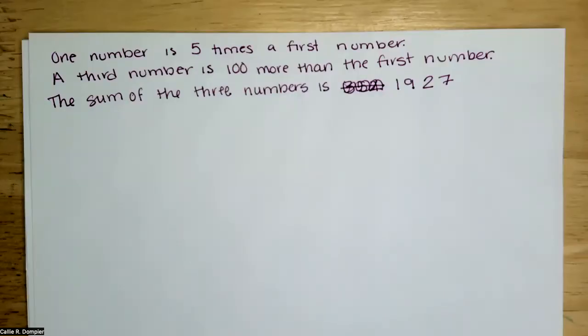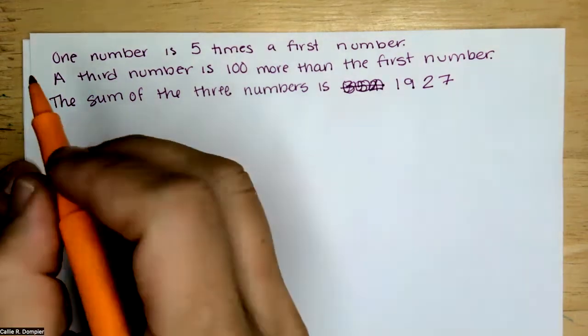Okay, I just wanted to quickly go over this question. It says one number is 5 times a first number. A third number is 100 more than the first number, and the sum of the three numbers is 1927. Okay. Yes, this is very challenging.